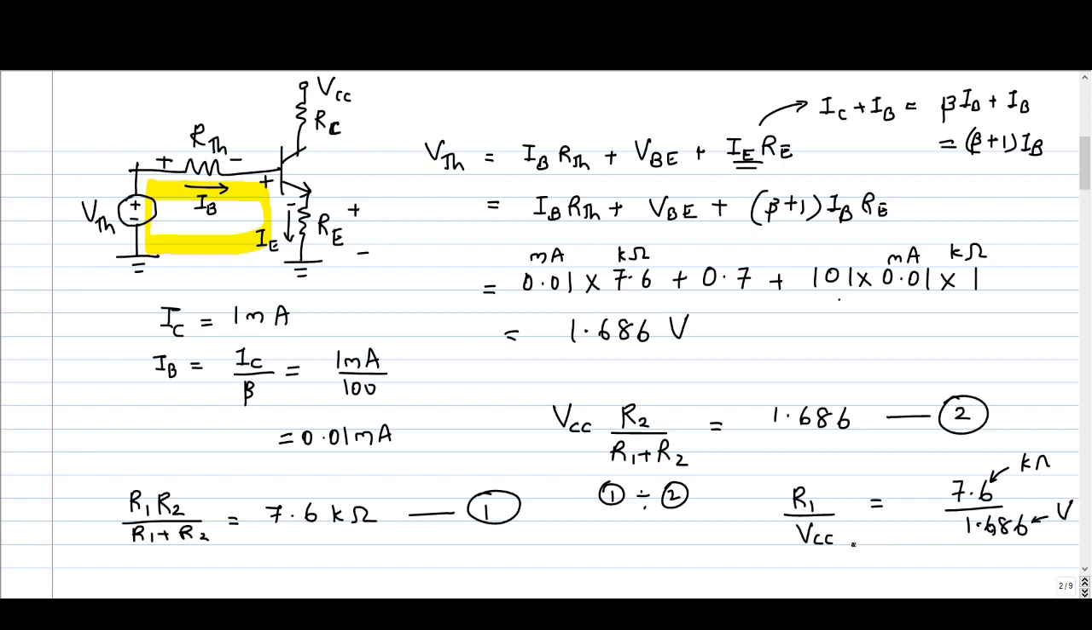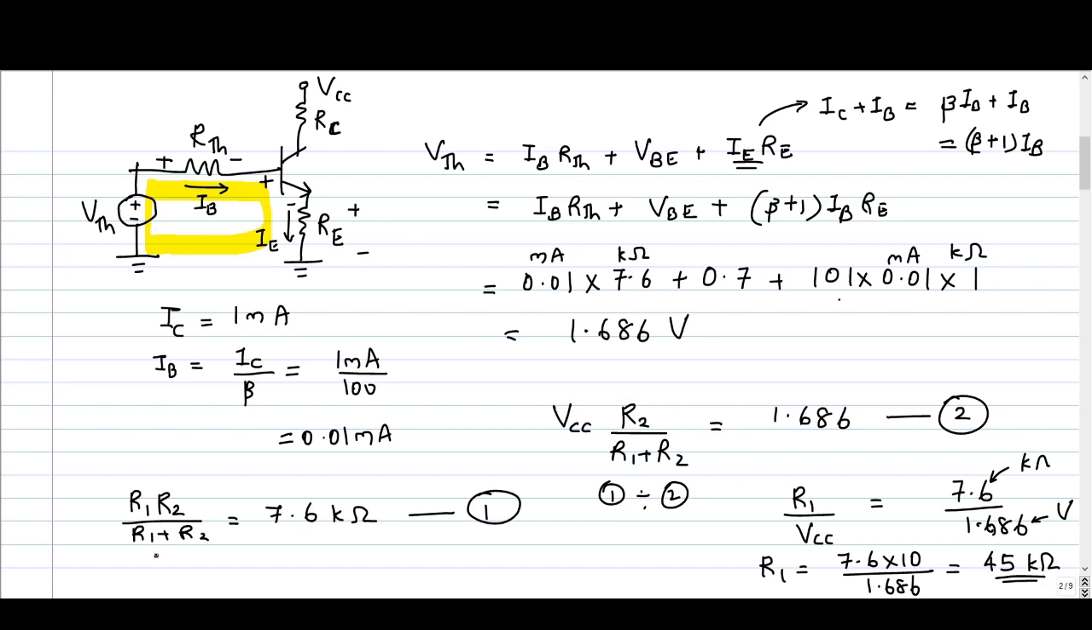1.686 is volt. VCC is 10 volt. So R1 is 7.6 into 10 divided by 1.686. If you do the simplification, you will get R1 as 45 kilo ohm. So you can check the answer. It is 45.0408 kilo ohm, so approximately 45 kilo ohm. That is the value of R1.